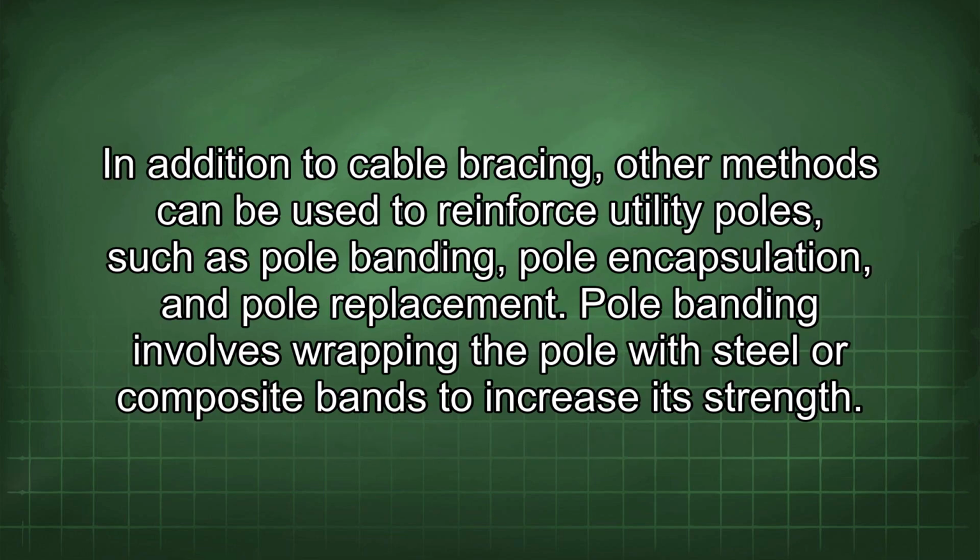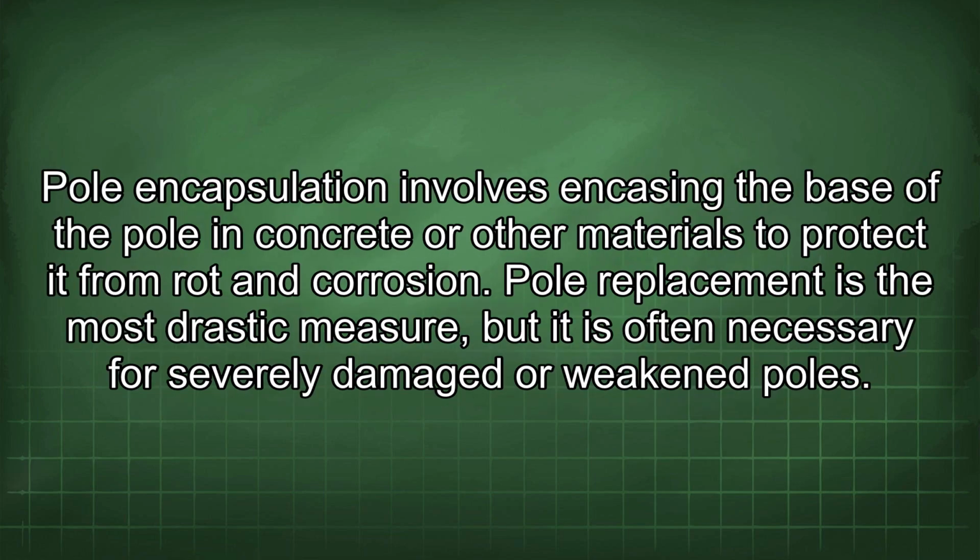In addition to cable bracing, other methods can be used to reinforce utility poles, such as pole banding, pole encapsulation, and pole replacement. Pole banding involves wrapping the pole with steel or composite bands to increase its strength. Pole encapsulation involves encasing the base of the pole in concrete or other materials to protect it from rot and corrosion. Pole replacement is the most drastic measure, but it is often necessary for severely damaged or weakened poles.